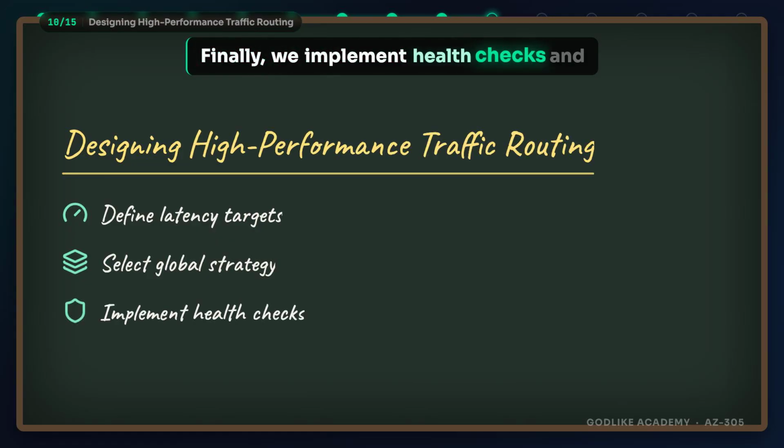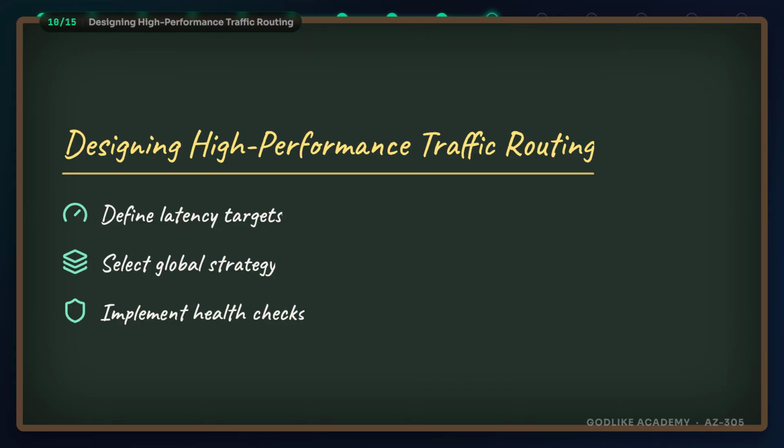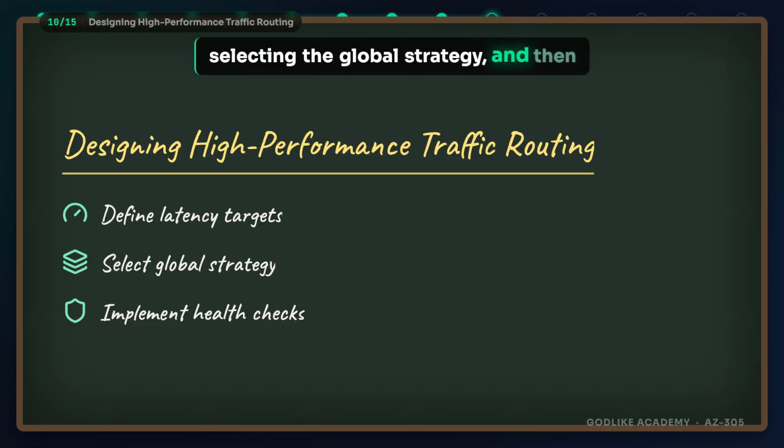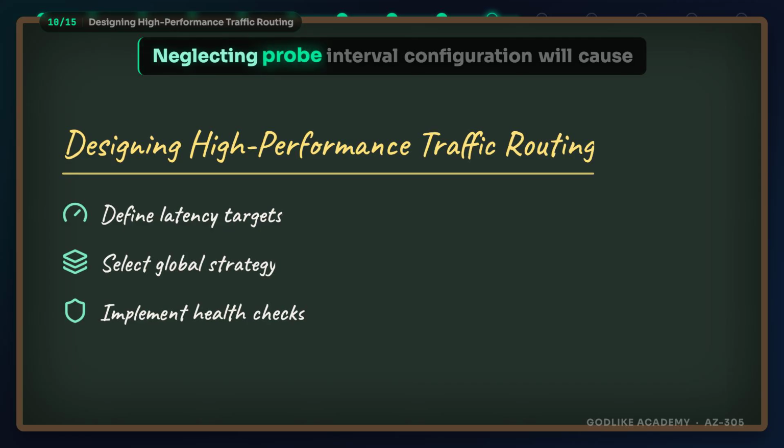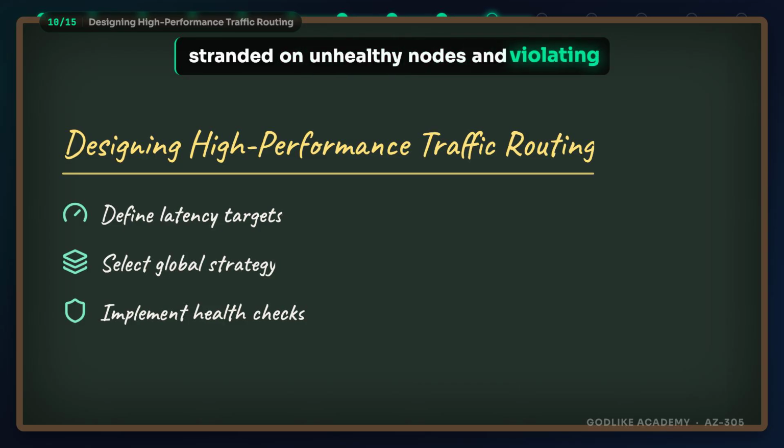Finally, we implement health checks and optimization. This involves defining our latency targets, selecting the global strategy, and then ensuring that traffic is only routed to healthy endpoints using automated health probes. We also optimize protocols to handle packet loss gracefully. Neglecting probe interval configuration will cause delayed failover detection, leaving active connections stranded on unhealthy nodes and violating your established recovery time objectives during planned maintenance cycles.